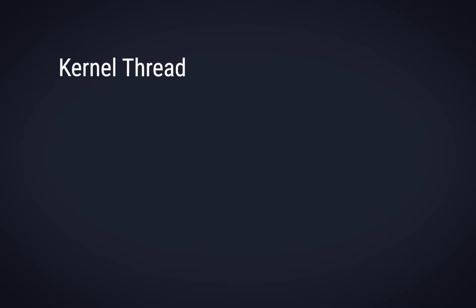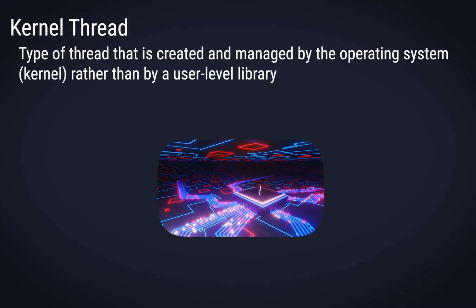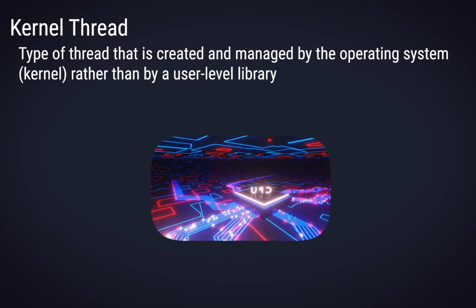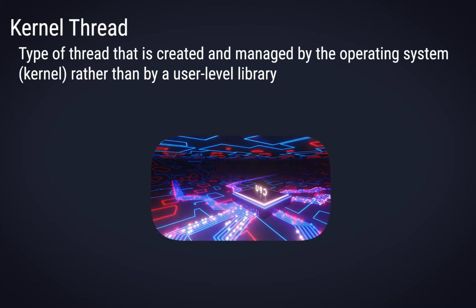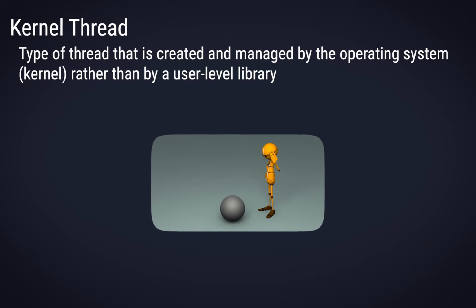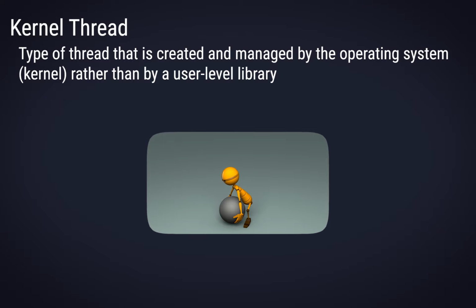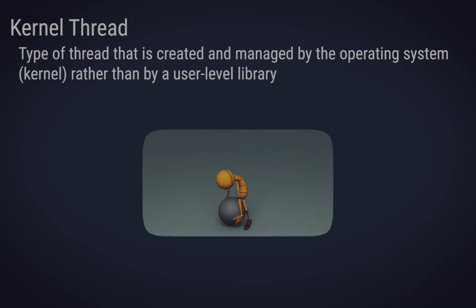Kernel thread. They are created and managed by the operating system kernel, which provides built-in support for thread creation, scheduling, and switching. Kernel threads are generally slower to create and manage than user threads. Because of these reasons, they are generally more heavyweight than user-level threads, because each thread requires its own kernel-level data structures and system resources. User versus kernel.